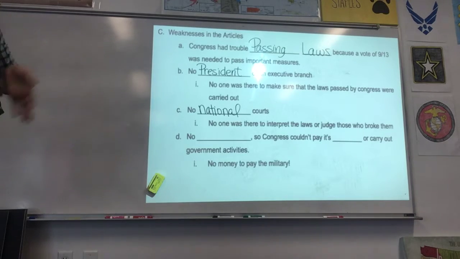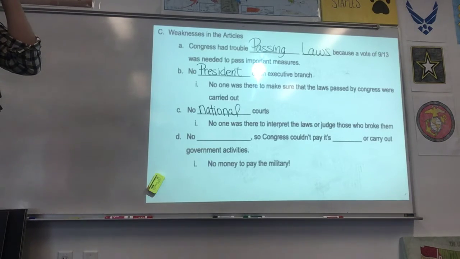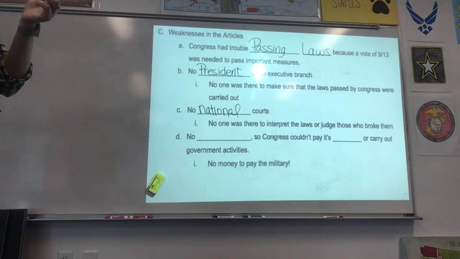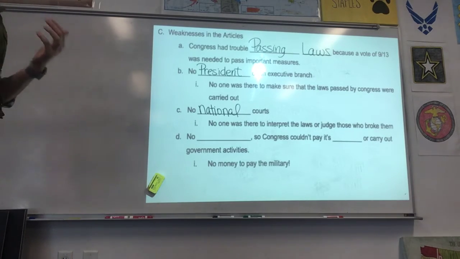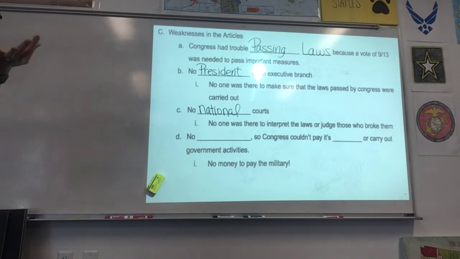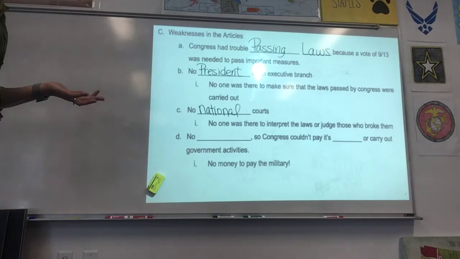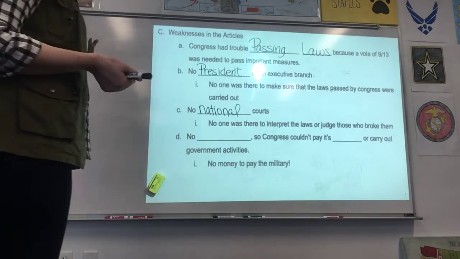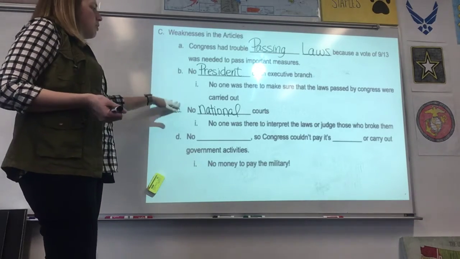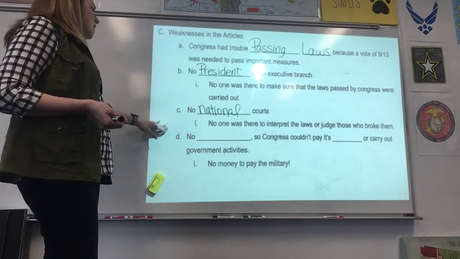So let's say it's illegal to speed. We know that, right? There's police officers who will give you a speeding ticket if you're going too fast. And then you go to court to see if you were guilty or not. Okay? If there was no one to enforce it and no one to judge it, are people going to follow those laws? No. Okay? So there was no president, there were no national courts, okay?